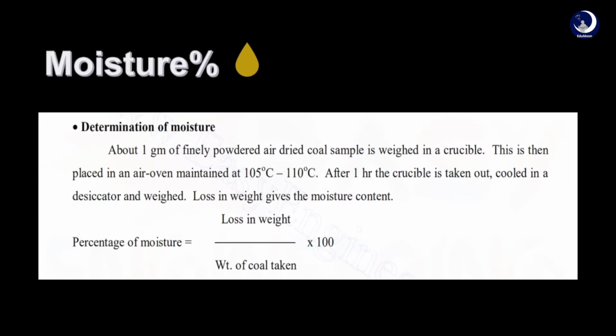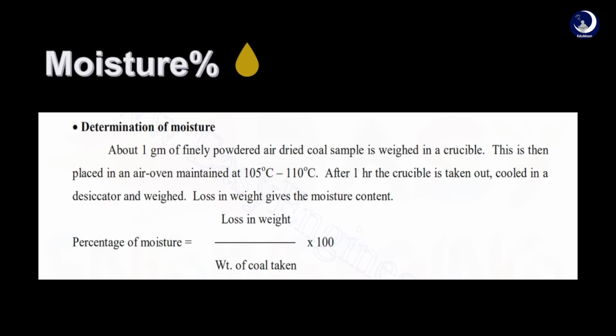Moisture percent. In any substance, to know the moisture content, we have to heat it. After heating, it will lose the moisture in the form of evaporation. And when we weigh that after evaporation, we will get some weight, and the loss in weight will be considered as the amount of moisture.